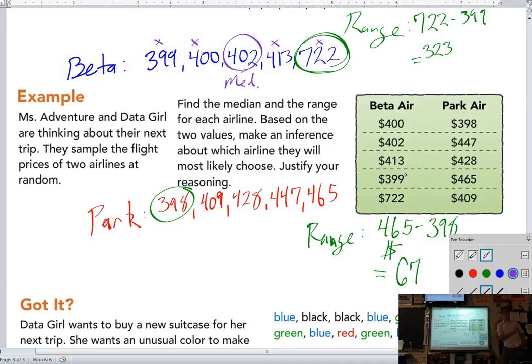What about my median for Park Air? Yeah, it's 428. So there's our median. So, whoa, wait a minute. If we do our price check based on the middle prices, well, now it looks like Beta Air is better. So this is where you, as the consumer, have to compare some things and make some choices.